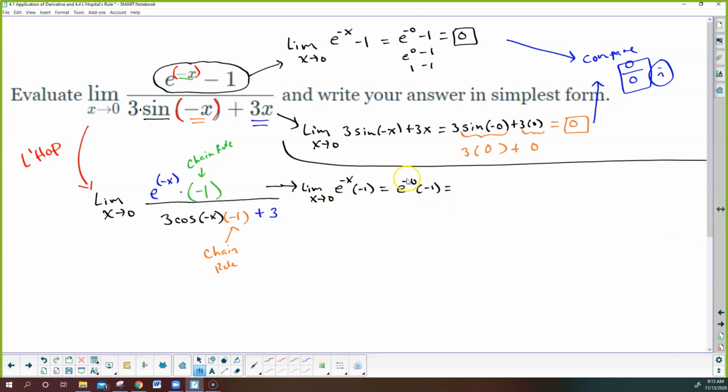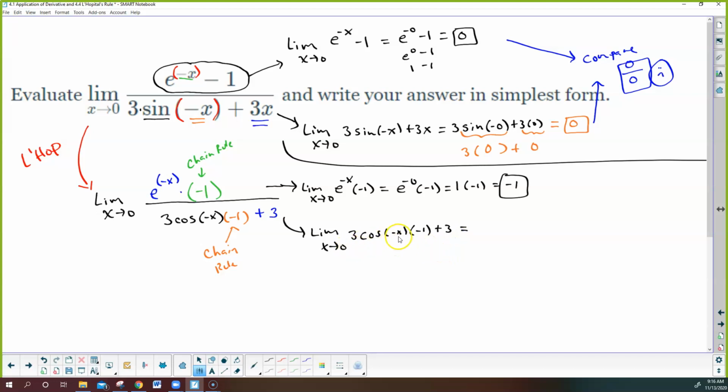All right, well, you'll notice e to the negative 0 is really just 1, right? 0 isn't positive or negative. So that's 1 times negative 1 equals negative 1. And that's a good sign that I'm not going to get an indeterminate form because I have a number instead of a 0 or infinity. But I'm still going to check the bottom then. And you could simplify this. I just decided not to. You could put the negative 1 out here.